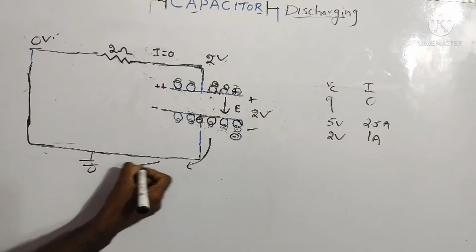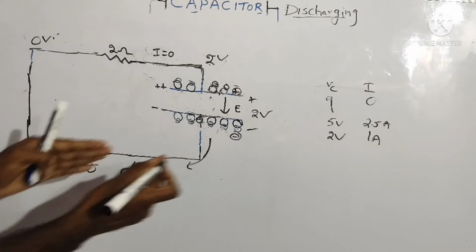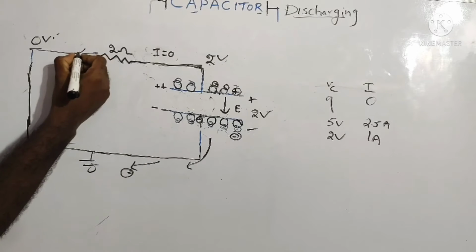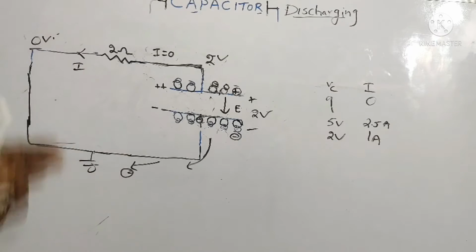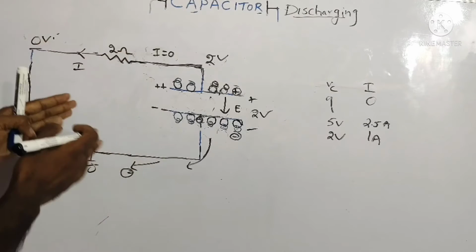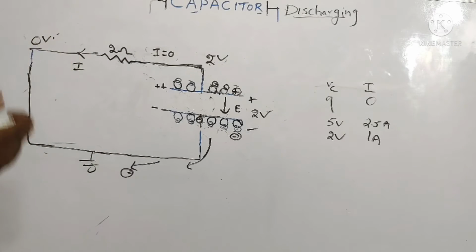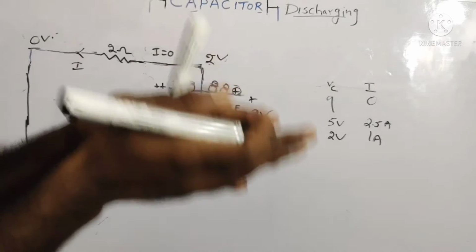And one more thing, guys, I forgot to mention. The electrons are traveling in this direction during discharging, so the current direction must be like this, because the convention is that the current always flows opposite to the direction of the electron flow.